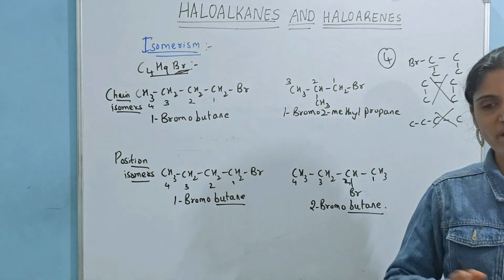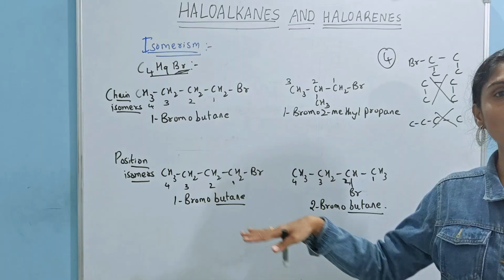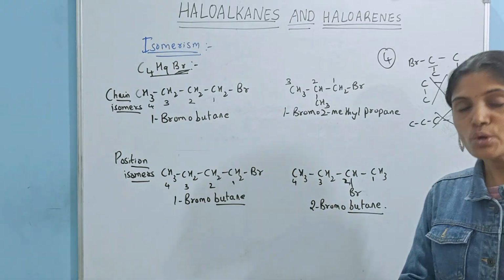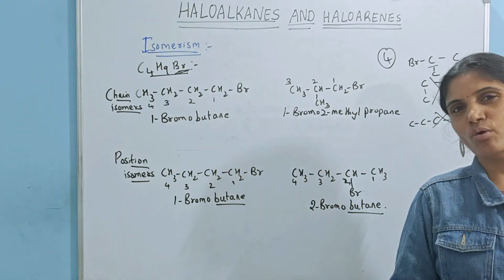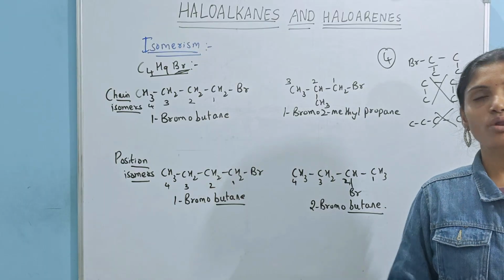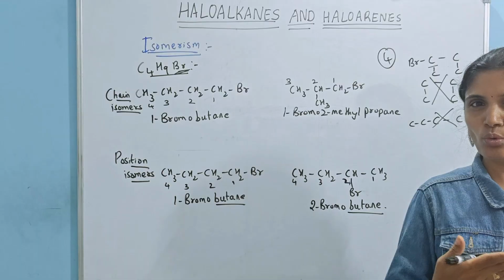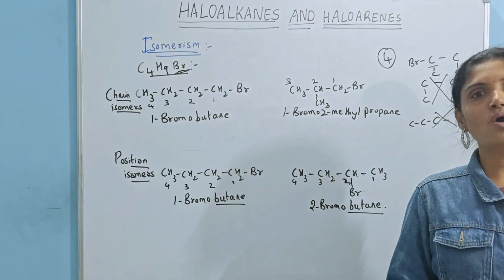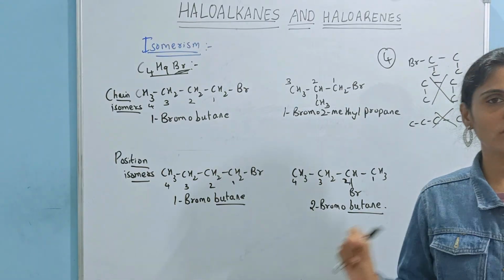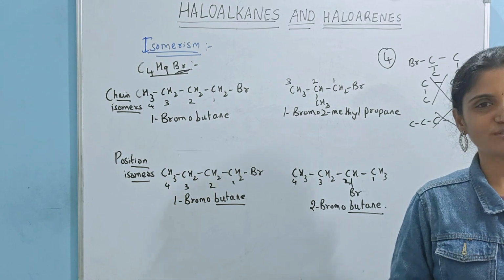Now, to understand how to write the isomers in a better way, you have a very important question in NCERT, where you need to write 8 structural isomers for a particular compound. If you can do that question, then your understanding of isomerism will improve very much. So let us do that question.